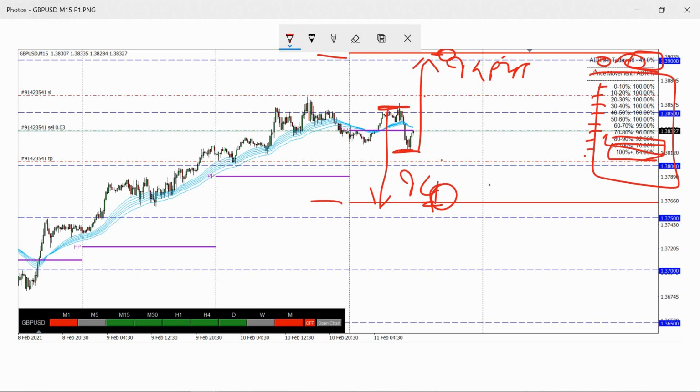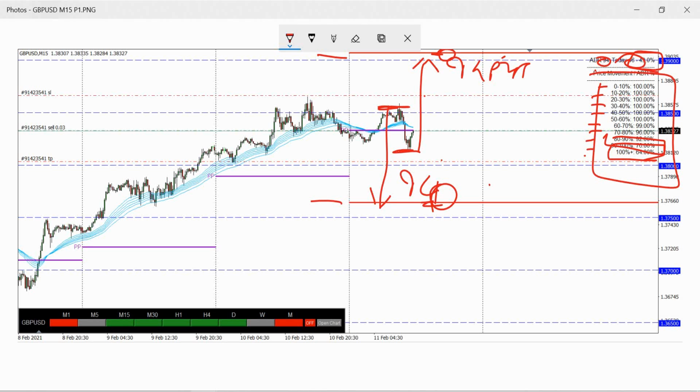So why is this important? The reason why it's important is when you're looking to day trade, and depending on where price is at the current point in time, you want to know that your take profit element is still within the ADR. So there's still enough movement in there.